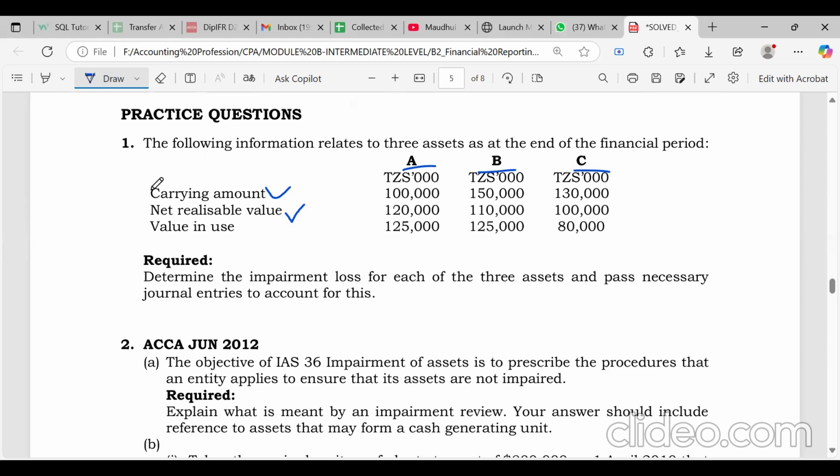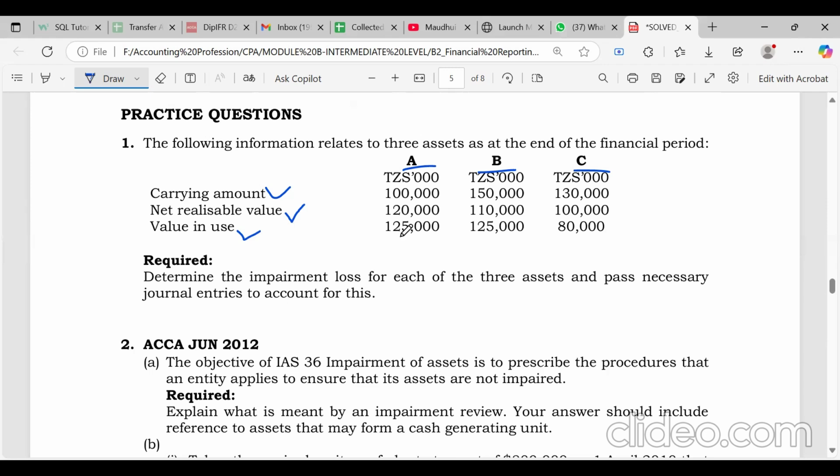Okay, so we have the carrying amount, we have the net realizable value, and we have the value in use. This net realizable value means the fair value less cost to sell. What I would require you to do is determine the impairment loss for each of the three assets, and pass the necessary journal entries to account for this.